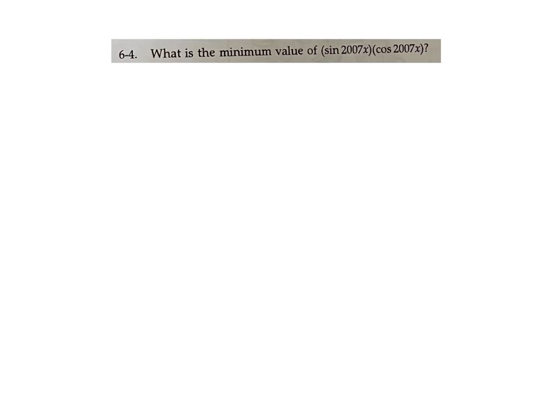What is the minimum value of sine 2007x times cos 2007x? Minimum value. Okay. Well, one of the trig identities that immediately comes to mind is the one that says that the sine of 2 theta is equal to 2 sine theta cos theta. Because it kind of looks like that, right?